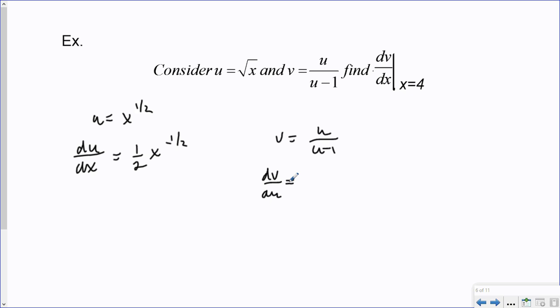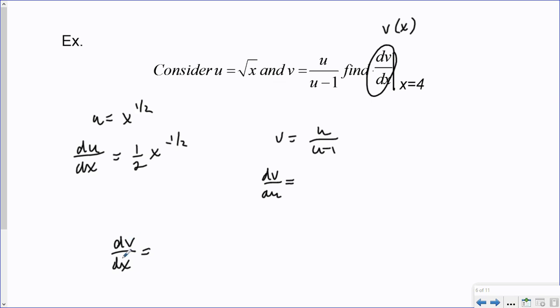Right, now that would be a quotient rule. Now why I did that is because this is what I'm asked to find. I'm asked to find dv dx. But I don't have dv dx, right? I don't have v in terms of x. I have v in terms of u, and I have u in terms of x. So my intermediate, or my chain function, is this function of u.